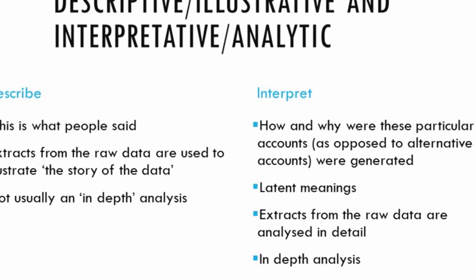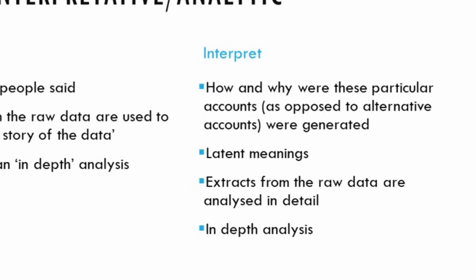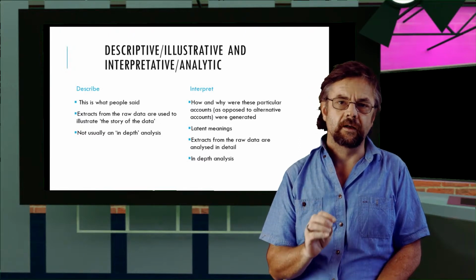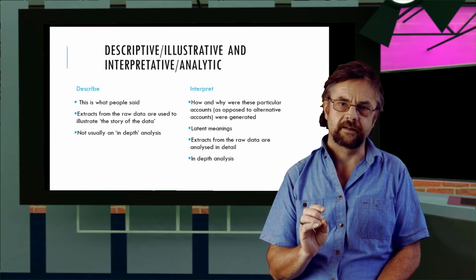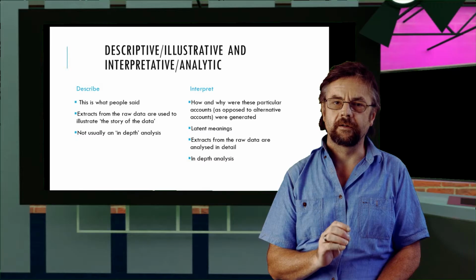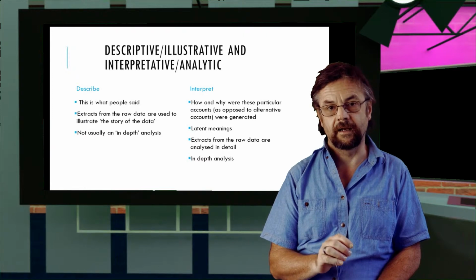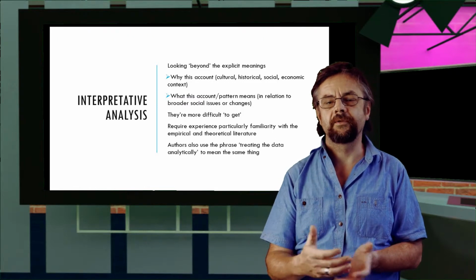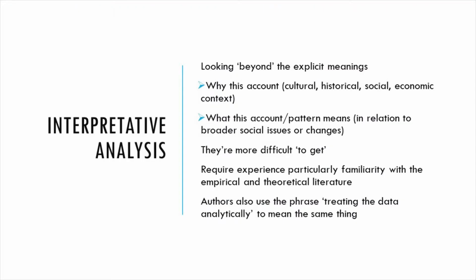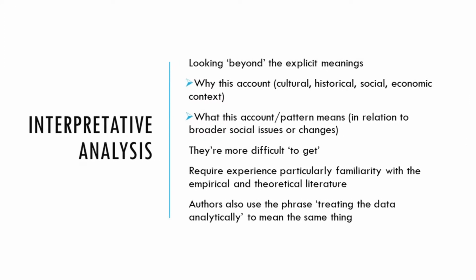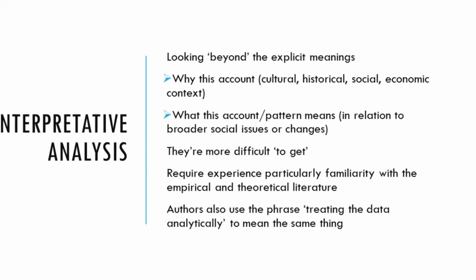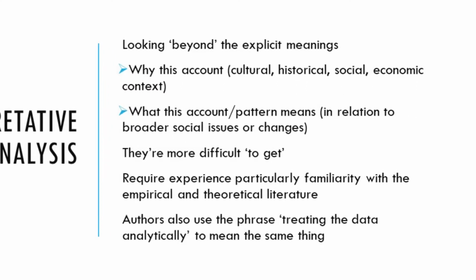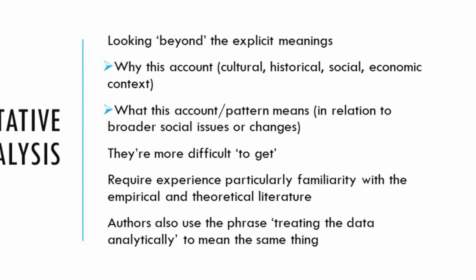And this is where we draw upon latent meanings, which we referred to in a previous lecture, and this is where we're engaged in looking at fine detail and in-depth analysis. The paper we looked at on casual sex was a good example of an in-depth analysis. So we're looking beyond the explicit meanings. We're asking why this account has been made by our participant. How does this account relate to broader cultural, historical, social, and economic contexts? The things that are happening in society. How does what this person is saying relate to broader issues going on in that person's life, but more broadly in all of our lives?